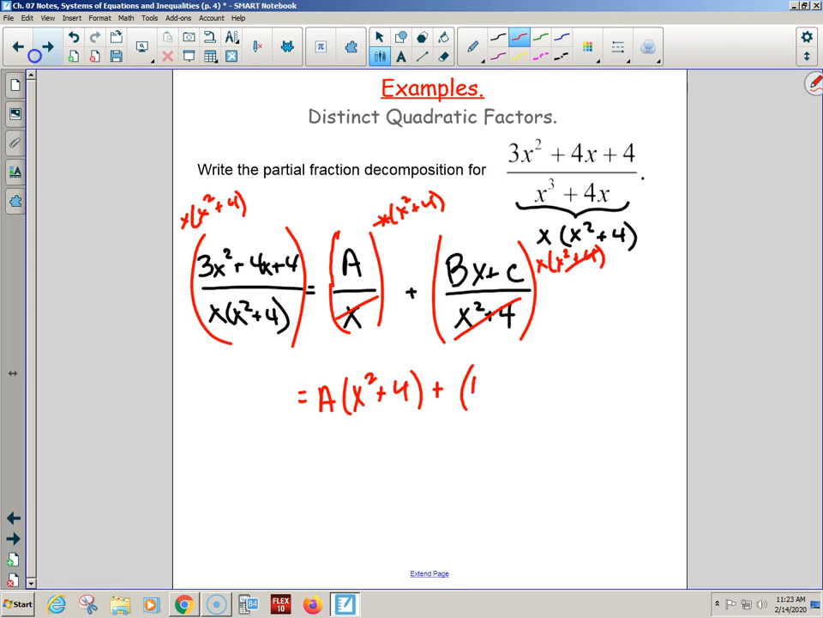But here we go. Bx plus C. Sometimes it's on purpose. Equals.